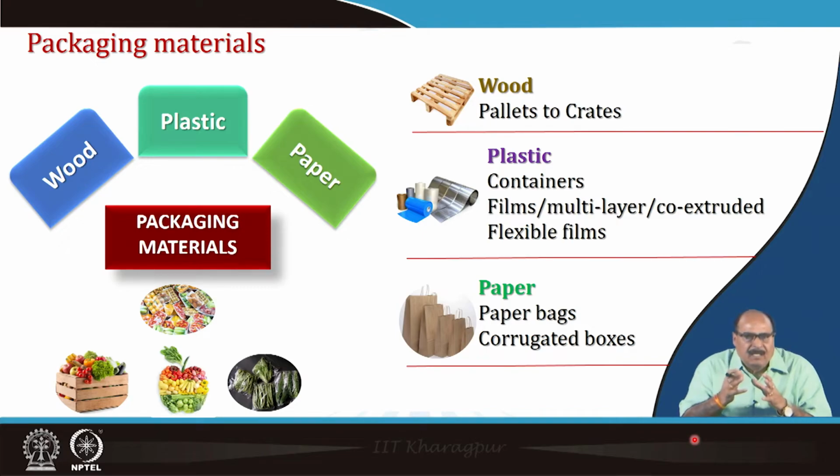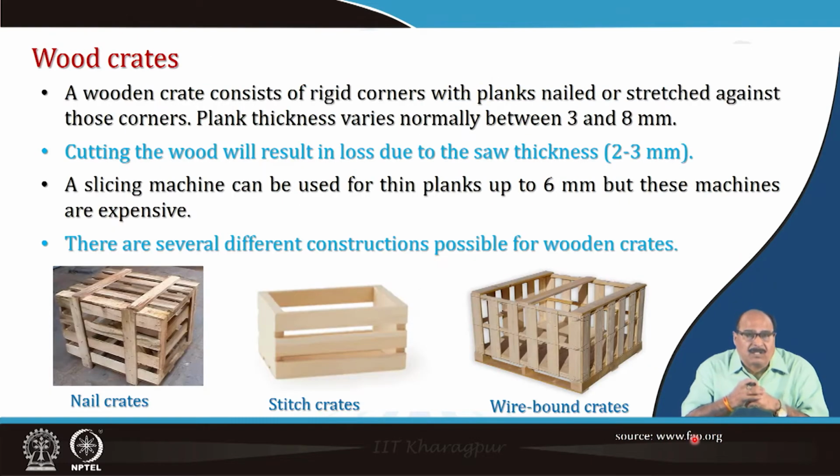So, packaging materials, I hope you all know very well, the different types of materials used for packaging of fresh produce, fruits, vegetables, etc. include wood in the form of pellets or crates, and plastic, various containers made of plastic, even various films: multi-layered, co-extruded, flexible films. These are the plastic materials used in packaging. Apart from this, a significant amount of paper is used, like consumer bags, paper bags, corrugated boxes, etc. made of paper. They are used for packaging of fresh produce. So, let us discuss these materials in a little detail.